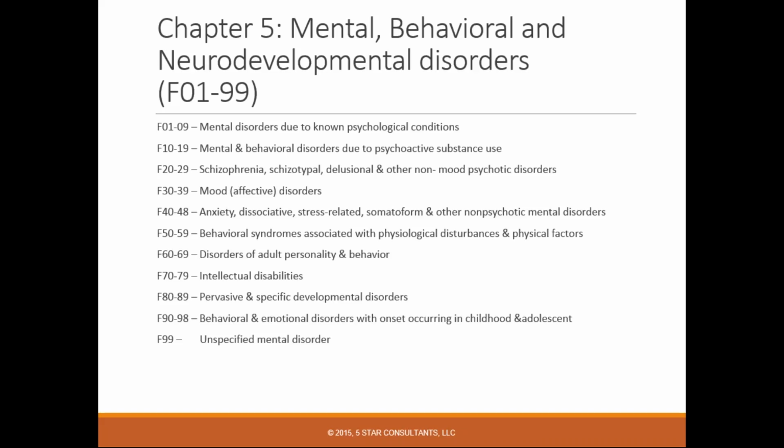Okay, F50 to 59, behavioral syndromes associated with the physiological disturbances and physical factors. 60 to 69 are the disorders of adult personality and the behavioral disorders. Then 70 to 79 is the intellectual disabilities. 80 to 89, pervasive and specific developmental disorders. The 90 to 98 are pediatric, and then 99 is unspecified. So it's a big chapter.